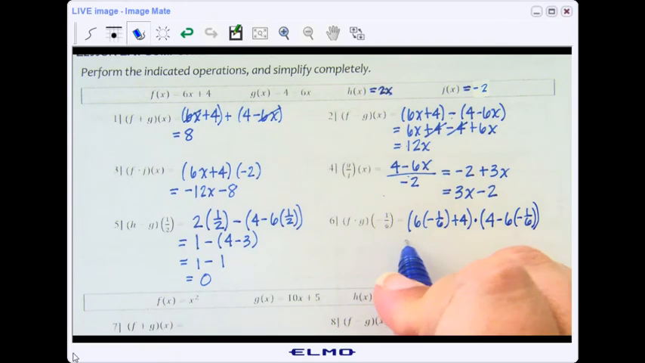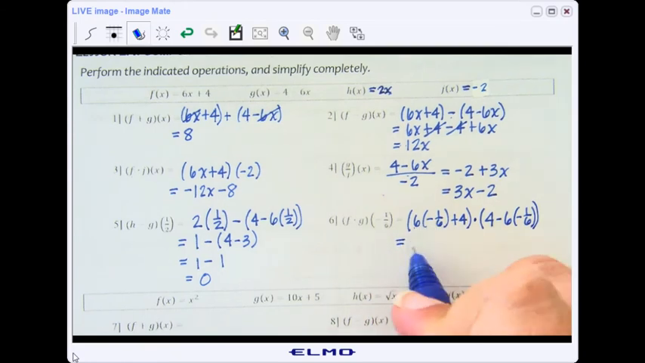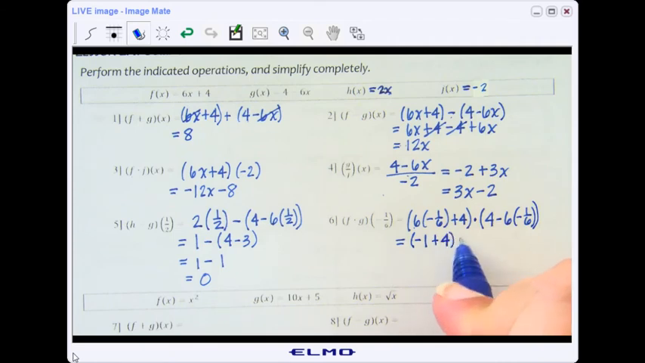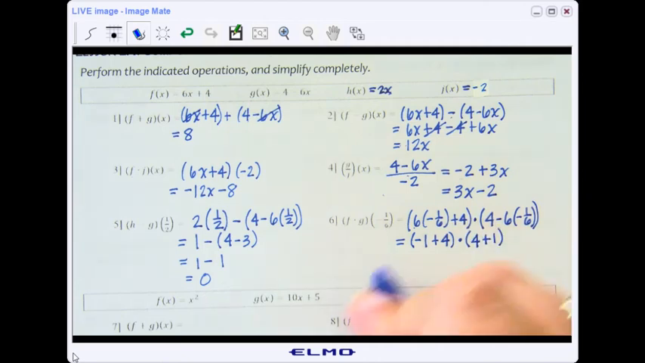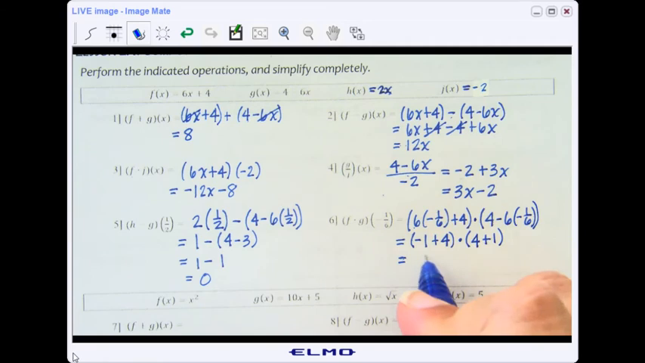And I'm going to simplify these down. So 6 times negative 1/6 is negative 1 plus 4. Negative 6 times negative 1/6 is positive 1, so 4 plus 1. This gives me 3 times 5, and that leaves me with 15.